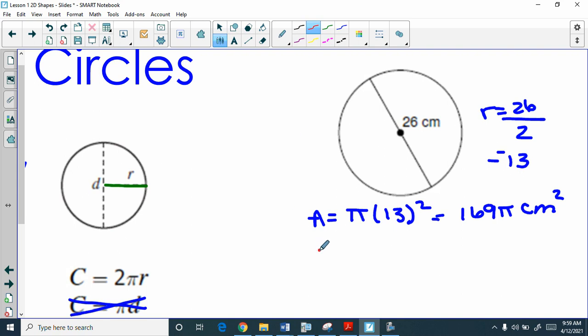And then for our circumference, we're going to do 2 times pi times our radius of 13, which would give us 26 pi centimeters. And if we wanted to put this in the calculator again, we would just type 26 pi.